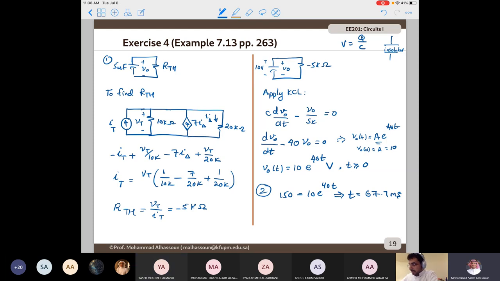No, we apply KCL because we want a differential equation that relates the current to the voltage. And the differential equation will always have the form of A e to the power at. If you set it like this, if you have dx by dt plus a x equals zero, then the solution will be x equals A e to the power negative a t, but here a in our case is negative 40, so that's why you have positive. Okay, thank you.